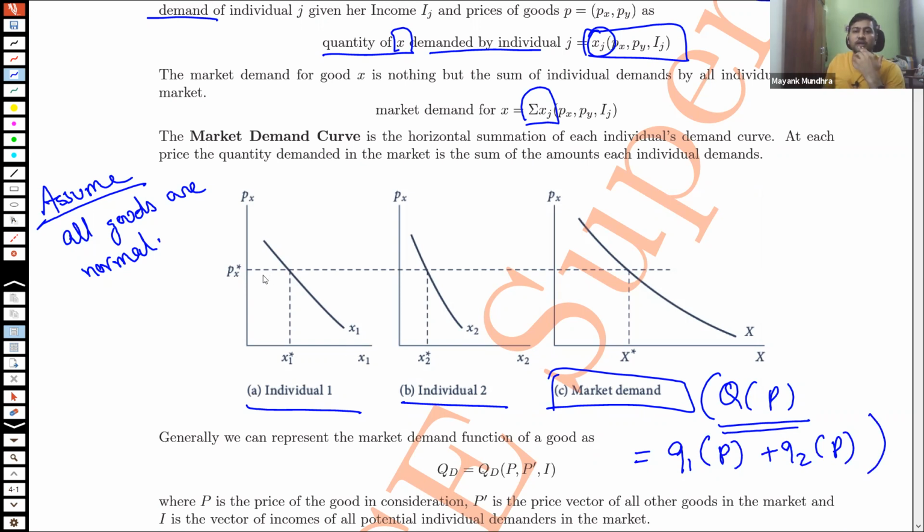So here we look at this market demand curve. For any given level of price like this, the demand for person 1 is going to be this much, the demand for person 2 is going to be this much. So total demand is going to be x1 star plus x2 star. We do this for different levels of prices and we'll get the total market demand.